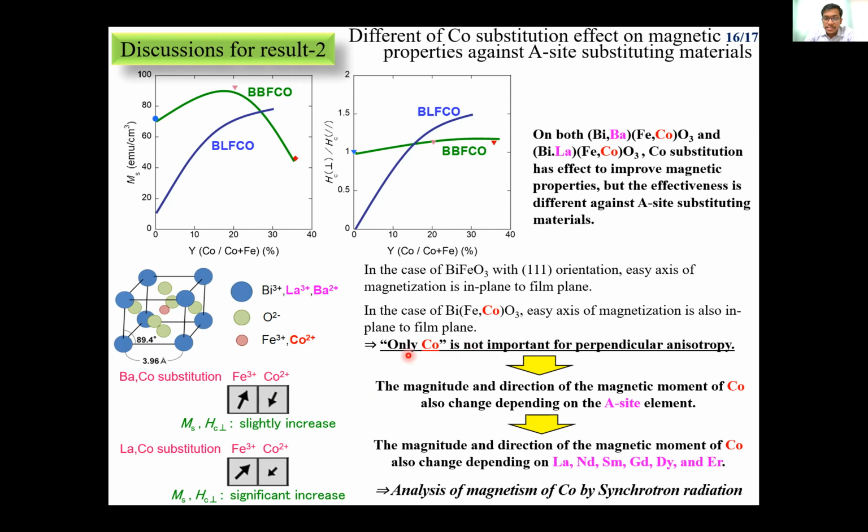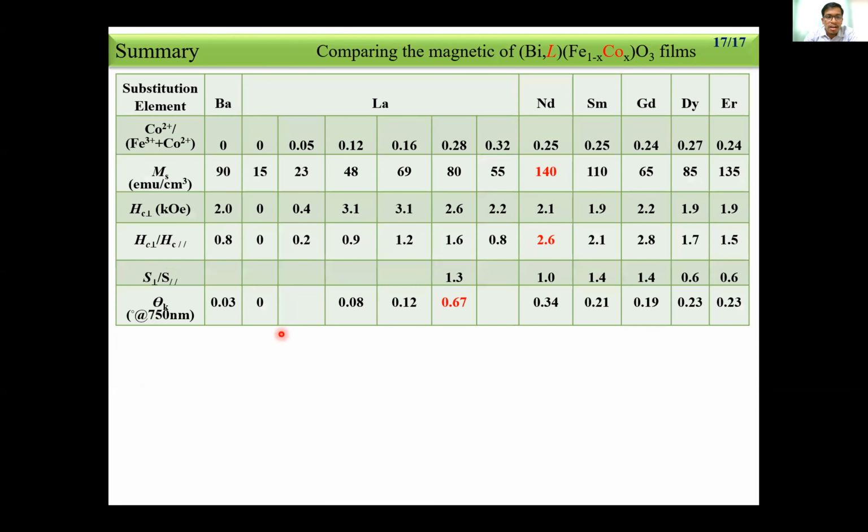So I'm skipping this and this is the summary. I'll be explaining a few points in the summary. You can see I changed the lanthanum, different lanthanoids, as well as cobalt. You can see the neodymium substituted is giving high MS and anisotropy. That means this is better for the memory devices.